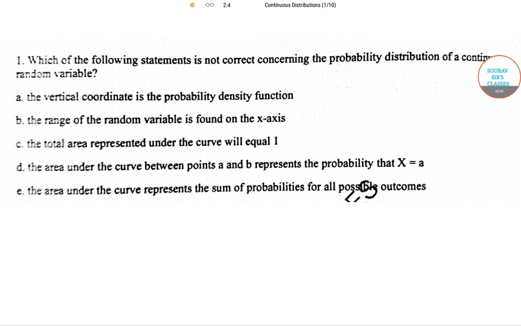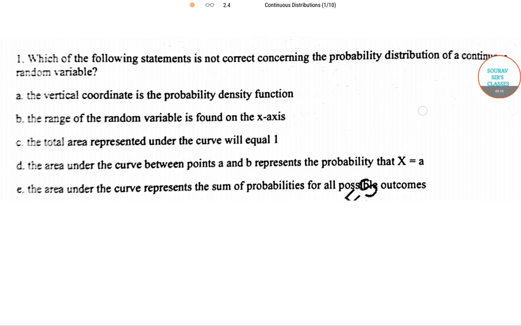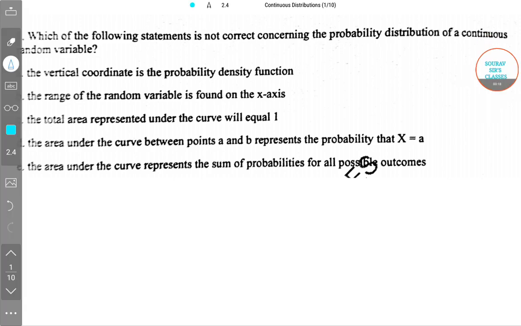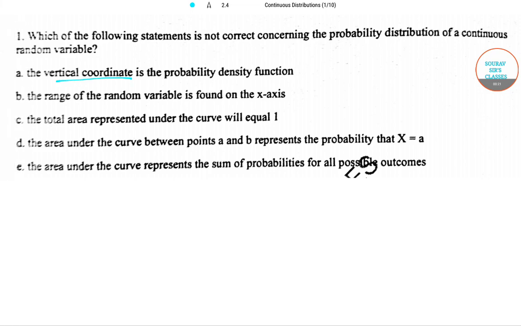The first question is, which of the following statements is not correct concerning the probability distribution of a continuous random variable? Option A, the vertical coordinate is the probability density function. Okay, so let me first draw the graph of a continuous probability density function.